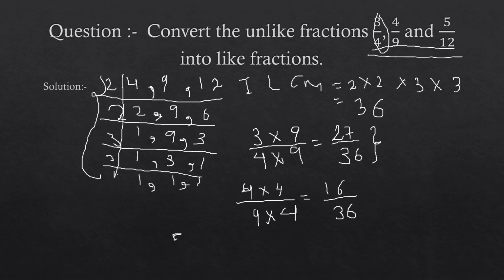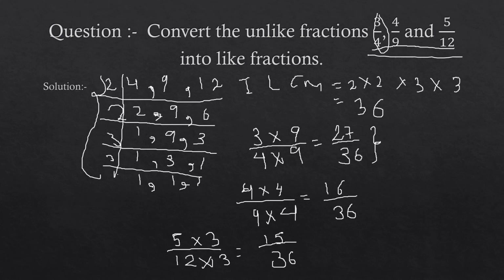And the last is 5 by 12. So what should be multiplied with 12 to get 36? We have to find out. 12 into 3 gives us 36. Hence, here we will also multiply 5 by 3, and 5 into 3 gives us 15 by 36.